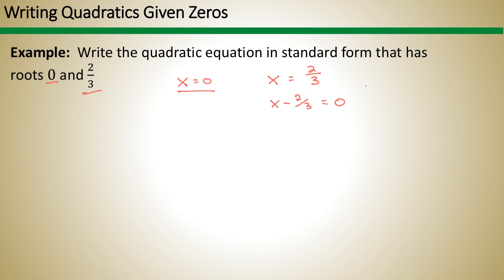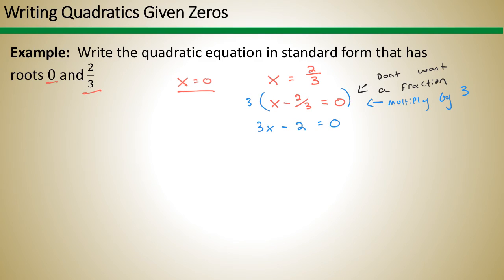What we're going to do is multiply by the denominator. Since I have a 3 on the bottom, I'm going to multiply by 3. So 3 times all of that becomes 3x minus 2 is equal to 0, because 0 times 3 is still 0. Those are my two factors: x and 3x minus 2.